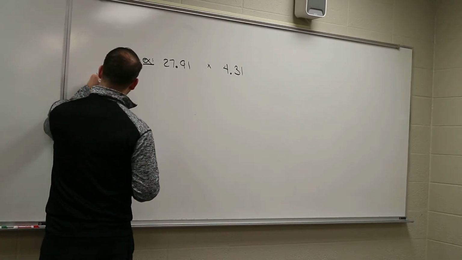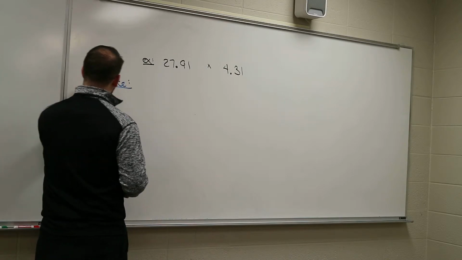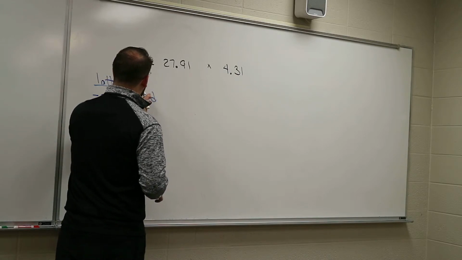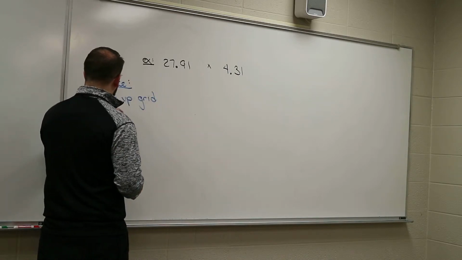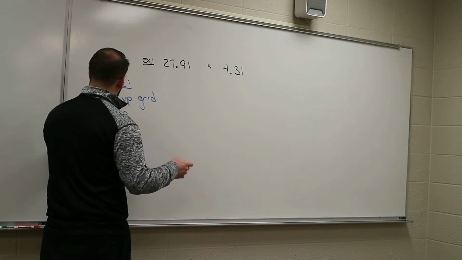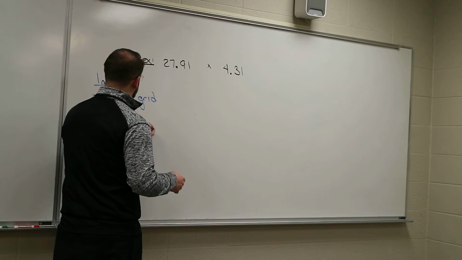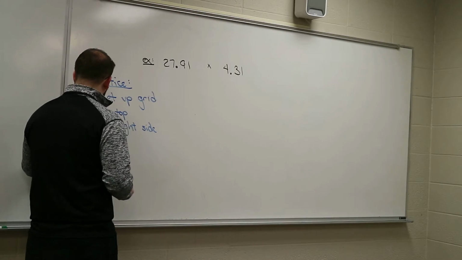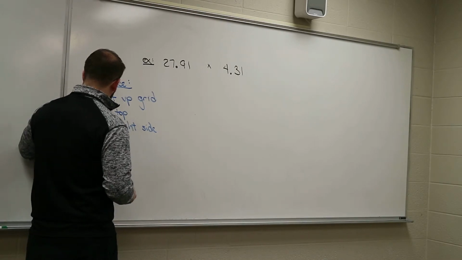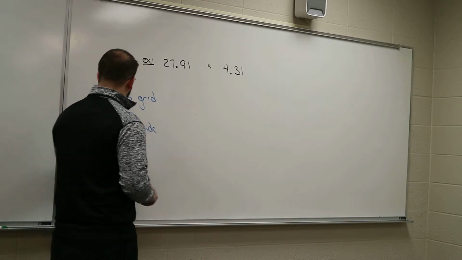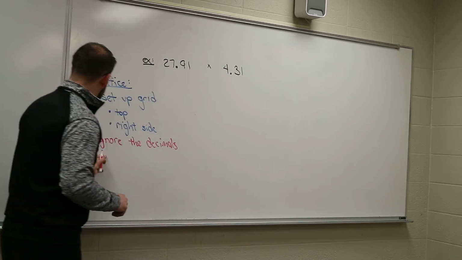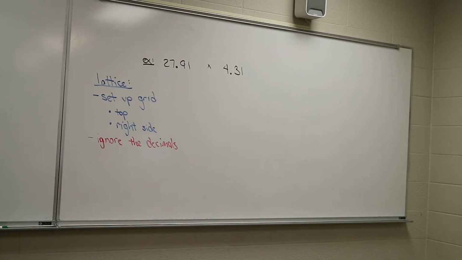So now on lattice, this is the other type of multiplication. You just need to make sure that you set up the grid. Set up the grid with one number on the top, one number on the left. So you have the top versus, I should say, the right side. And you need to fill in the numbers. And again, on this particular problem, you ignore the decimals. We'll fill in the decimals at the very end. So I'll just ignore it. Okay? Questions about lattice? Okay, let's set this up.